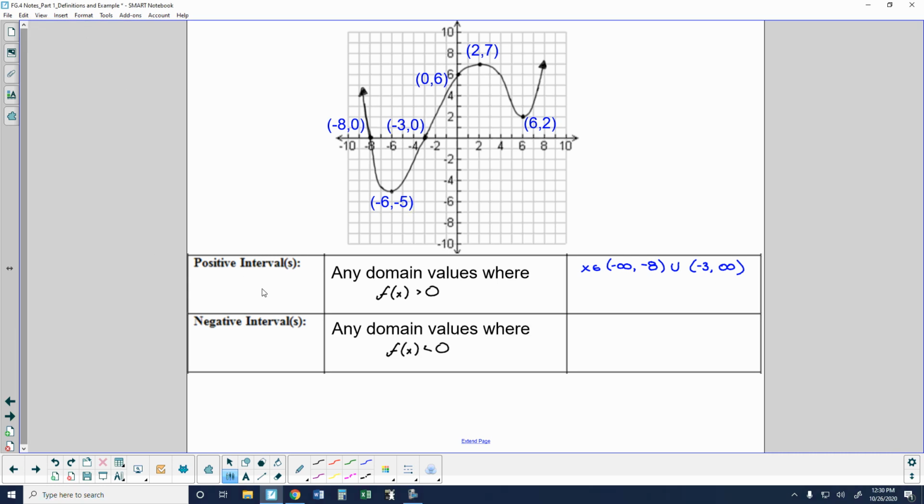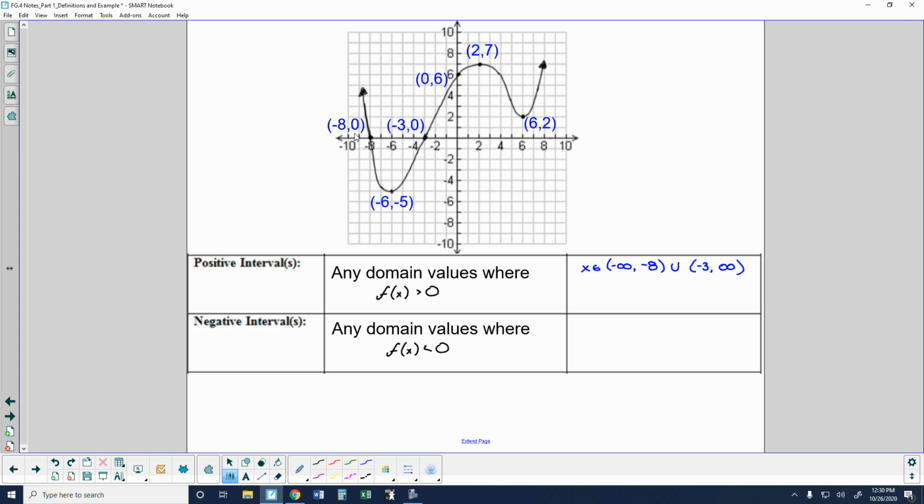Now a negative interval, as you might assume, is the opposite of that. A negative interval would be any x values that are going to lead to negative y values. So again, I'm going to kind of draw in this x-axis line. Anything below the x-axis is going to be a negative interval. And so we see we only have one portion here of this graph where it dips below the x-axis. So we're listing the x values that lead to negative y values. So it's going to start as soon as it crosses this point.